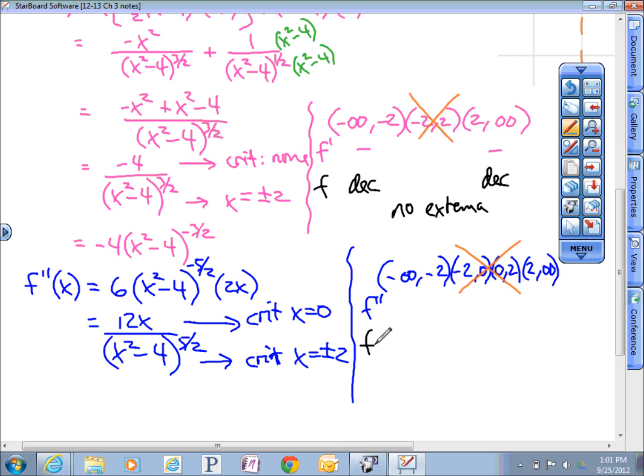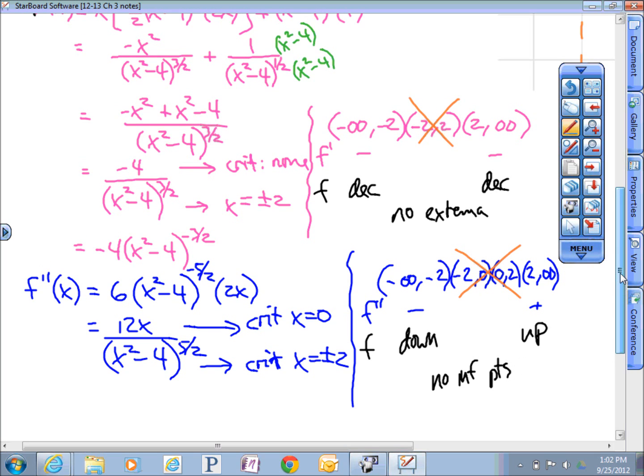So my second derivative, let's see, if I plug in a negative number like negative 5, squared is bigger than 4, positive on the bottom, negative on the top, negative. Function's going to be concave down. If I plug in a number like positive 5, positive on the top, positive on the bottom, positive, function's going to be concave up. We have no inflection points because there's not a change happening there. And we have vertical asymptotes at negative 2 and positive 2. So we've got to make all this fit.